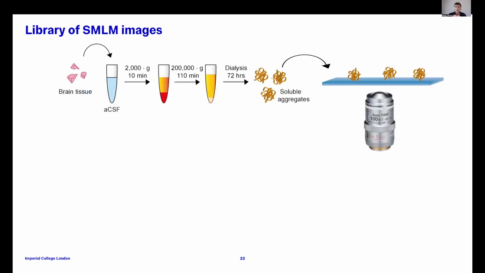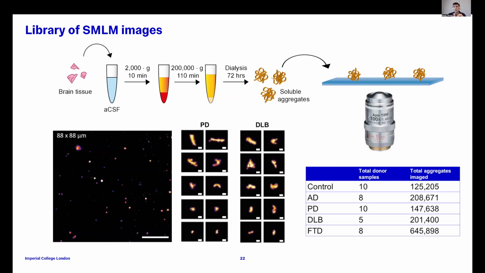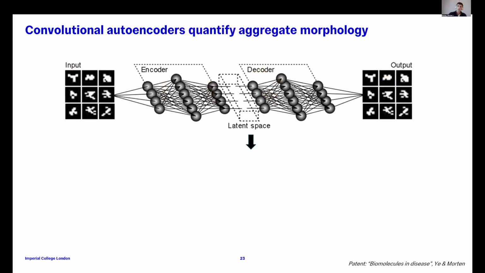During the lifetime of this project, we've been acquiring lots and lots of aggregate samples, and we have over 1 million images of aggregates from different types of dementia. So not only have we got PD and DLB, but also aggregates that were extracted from brain tissue of people who have been diagnosed with Alzheimer's disease and FTD, as well as their age-matched controls. Because we have this vast library of aggregate samples, we thought that machine learning would be a very good tool to use in terms of quantifying the aggregate morphology.